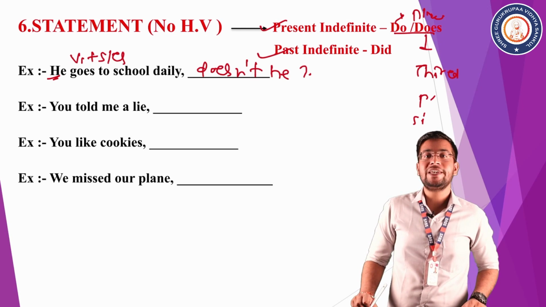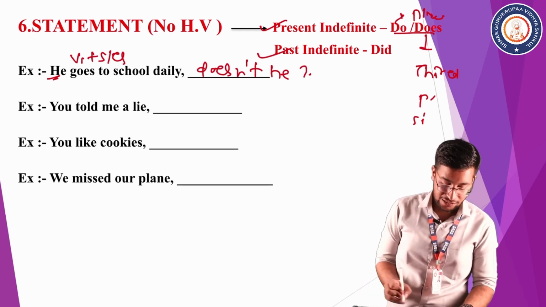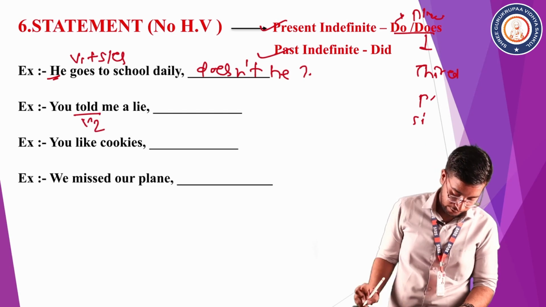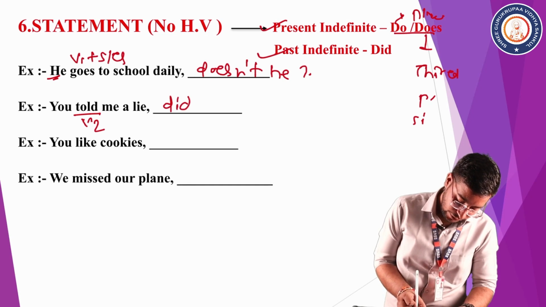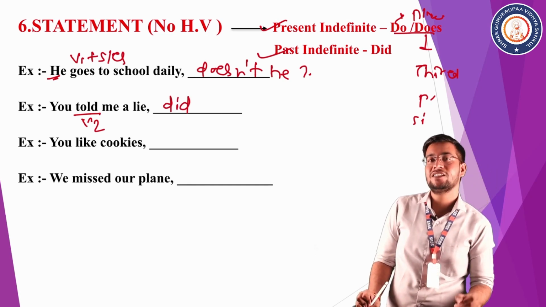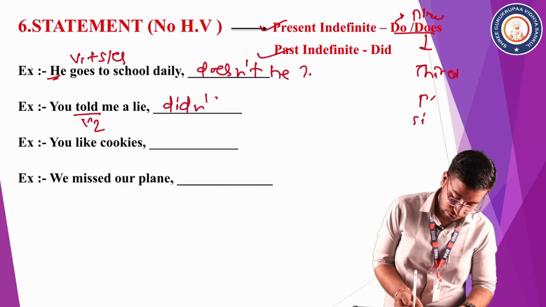Now let's look at another example. You told me a lie. This is an example of past indefinite tense, because V2 is used here. Yes. So the helping verb will become did. And because it is an affirmative sentence, it will become negative. We know the rule. So it will become didn't you.